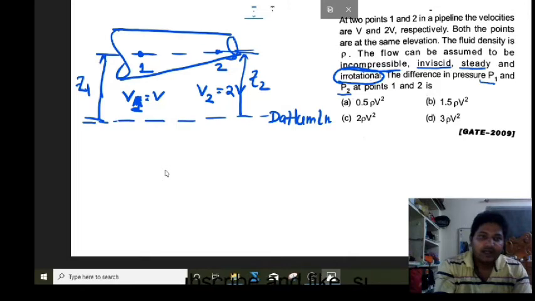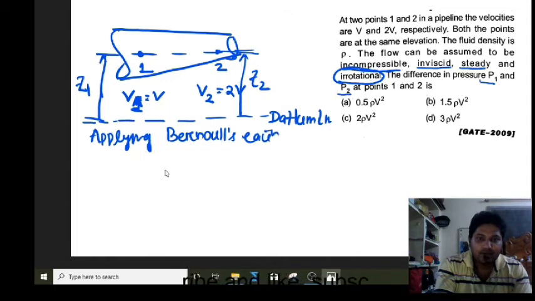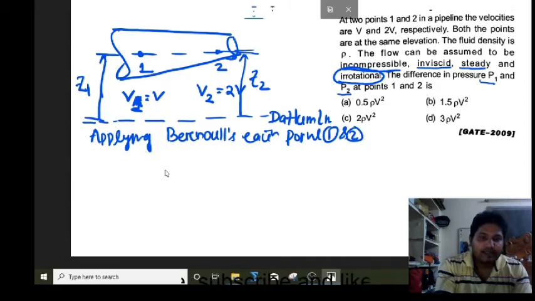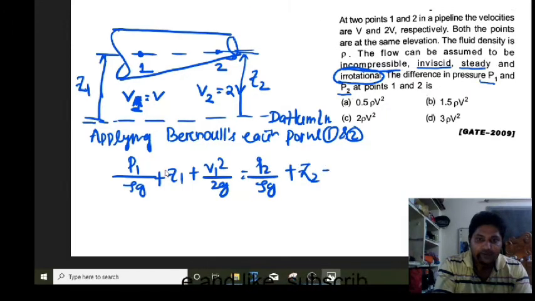Now we are applying the Bernoulli equation between point 1 and point 2. This is P1 by rho g plus Z1 plus V1 square by 2g will be equal to P2 by rho g plus Z2 plus V2 square by 2g. Now Z1 and Z2 are the same, so I can neglect them.